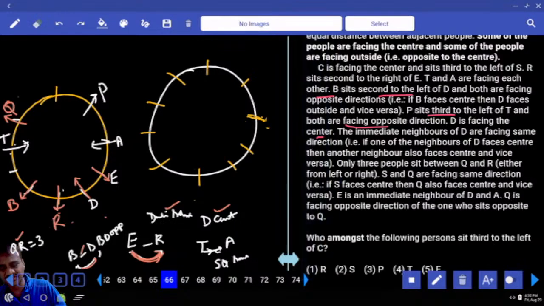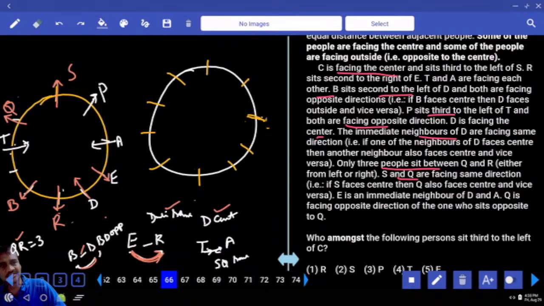Then D is facing the center. Immediate neighbors of D, R and E, are facing the same direction. Then only three persons between Q and R. S and Q are facing the same direction. S is away from the center. As S is away from the center, now S will be here. If S is here, then what about this one? Now, E is in. Now, three persons on the B. S is away.